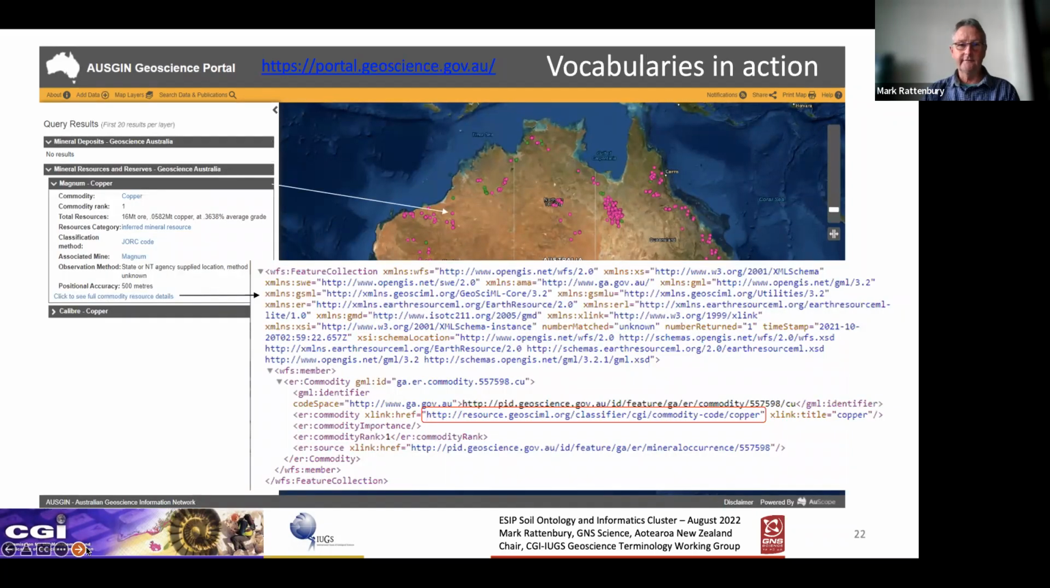You can query one of those sites and it'll give you information about that particular commodity. I'm looking for copper. In that vocabulary or that response that you're getting back is a link to the CGI code, which is boxed in red down there. So this is a case of using some of the CGI codes to create a common standard for visualizing information.